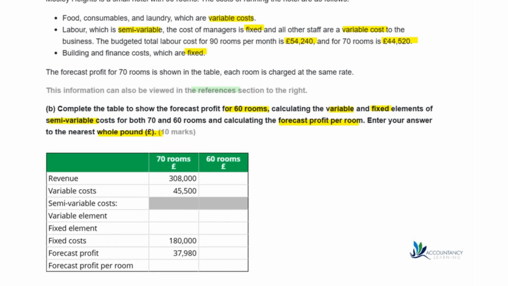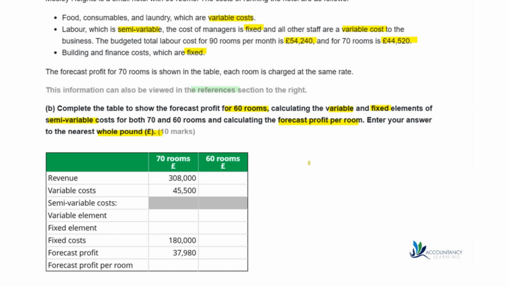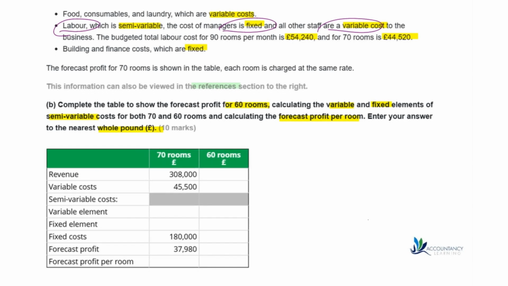So semi-variable cost then. We know that the total labour is semi-variable, because we've got the management which is fixed and all other staff as variable. So we're going to have to use the high-low method. For the high-low method, we find the difference between the cost and the difference between the quantity and divide it, and then we'll have our variable cost per room.